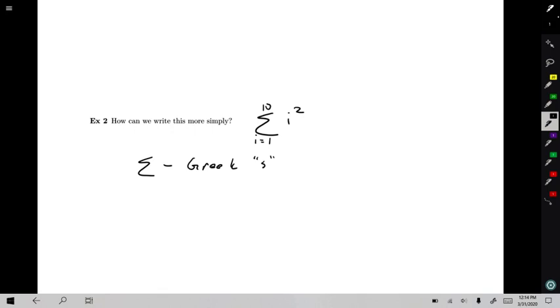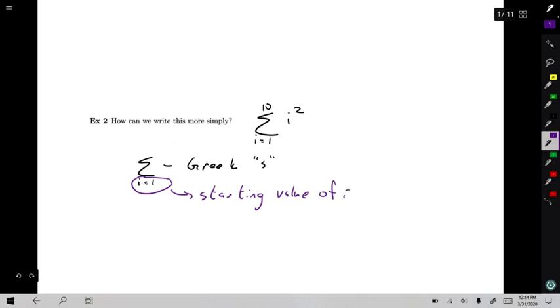This subscript, this i equals 1 here, is going to indicate the starting value of i. On top, we have this 10, and this 10 here is going to indicate the ending value of i.